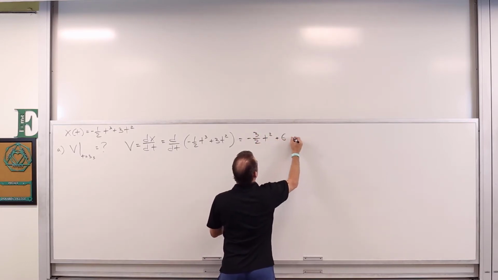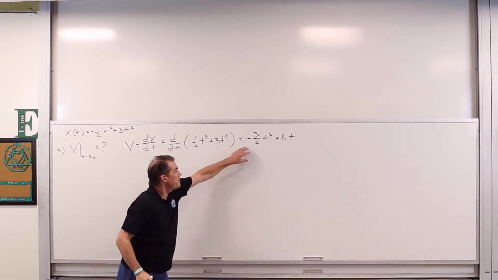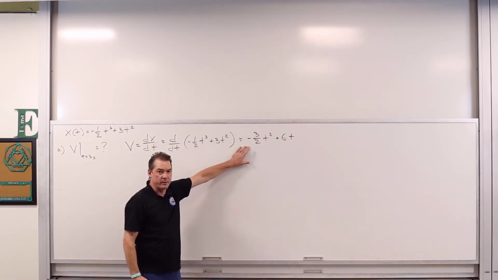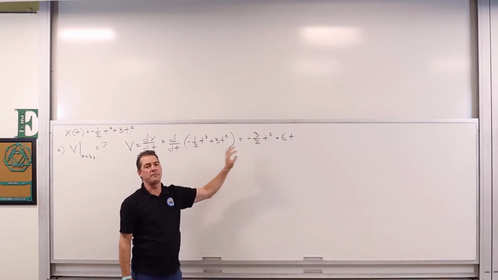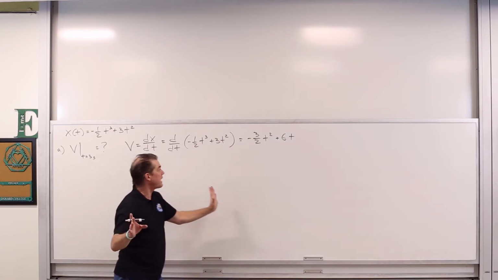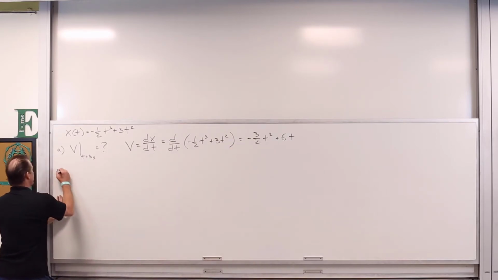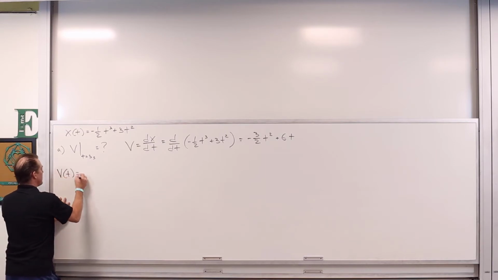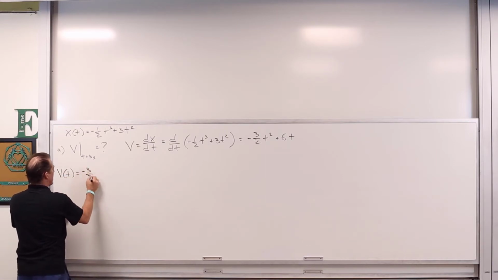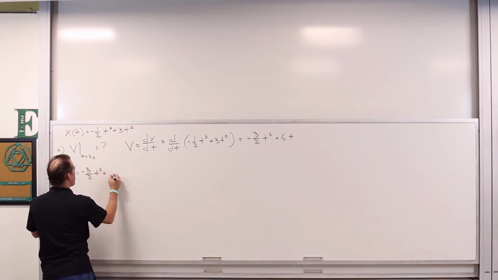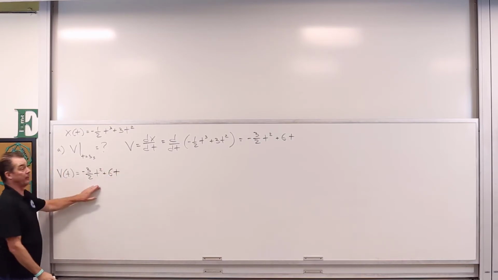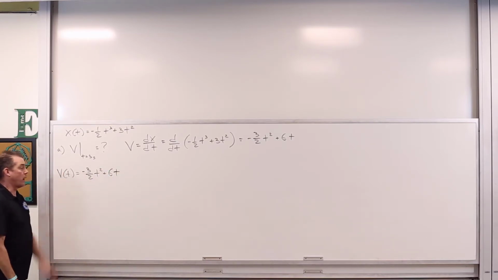plus 6t. So this here is now v of t. This is the function that describes the object's velocity throughout time. So v of t is equal to negative 3/2 t squared plus 6t. Definitely not constant, right? It varies quadratically.